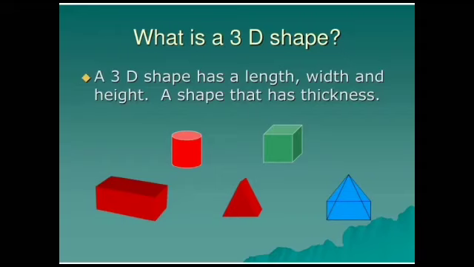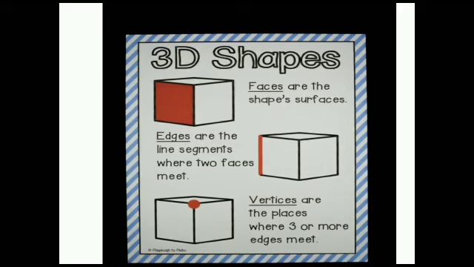What is a 3D shape? A 3D shape has a length, width and height. A shape that has thickness also. So here are the 3D shapes. Faces are the shaped surfaces and edges are the line segments where two faces meet. Vertices are the places where three or more edges meet.